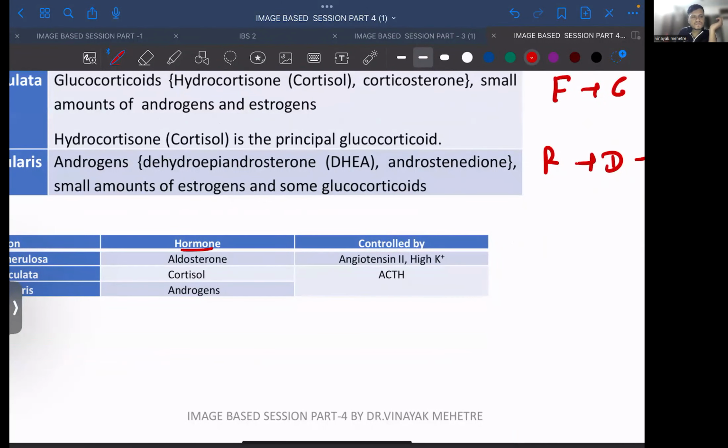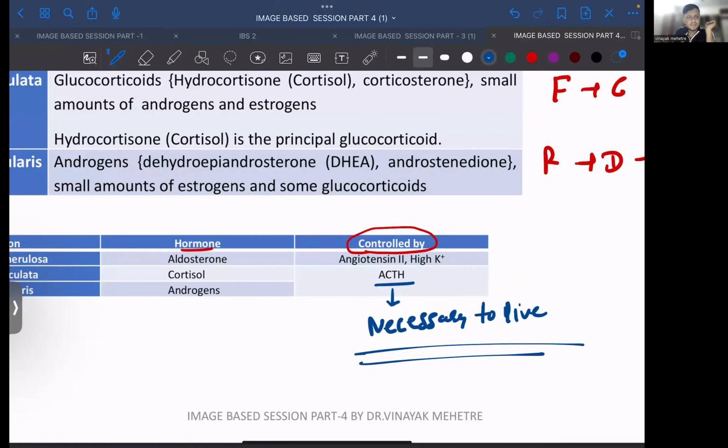Hormone controlled by, right? So it is ACTH. ACTH is the hormone of necessity. Okay, it is necessary to live. Okay, ACTH के बिना हम जिंदा नहीं रह पाएंगे. Glucocorticoids, cortisol, whatever is being made in the body, it is controlled by ACTH. So this is the hormone necessary to live.